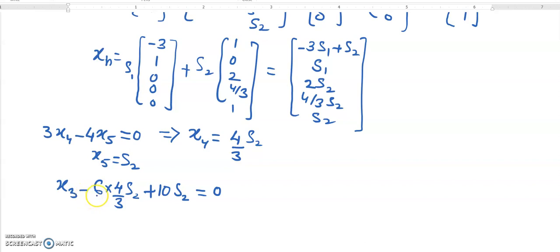So it will be minus plus 10 and minus 6, it will be plus, so x3 will be minus 2s2, whereas we have the answer as plus 2s2. Did I make any mistake?